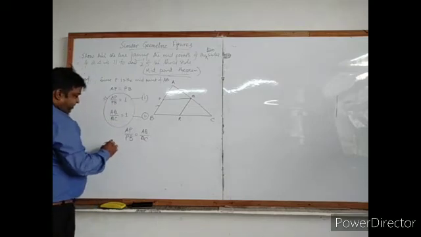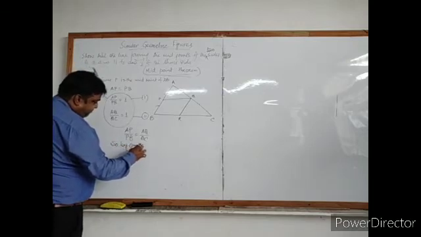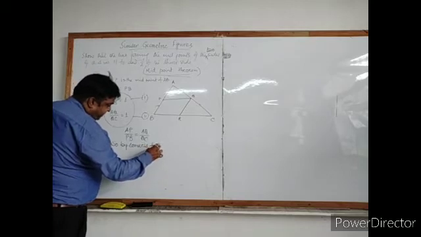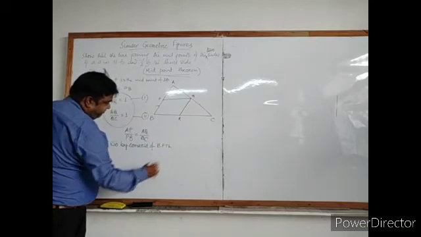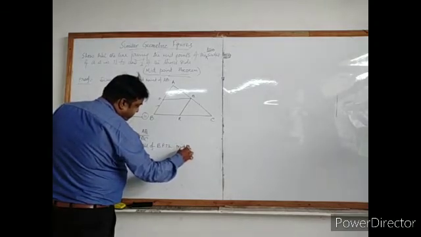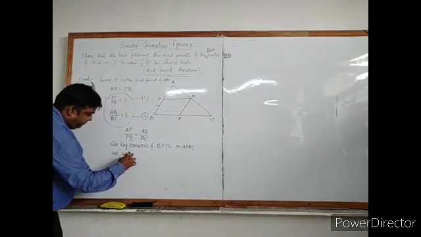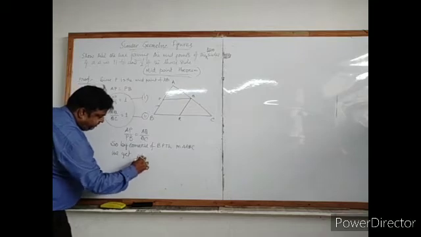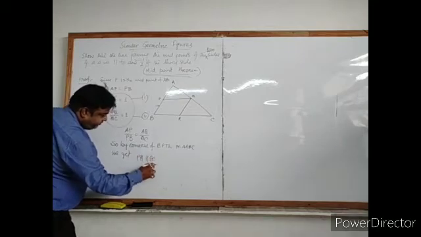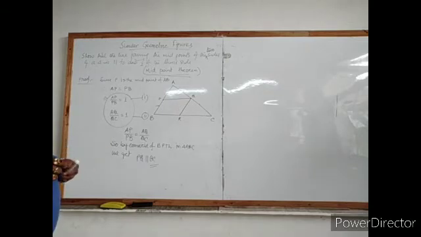So by converse of BPT in triangle ABC, we get PQ parallel to BC. Okay? So two parts we have to prove. One is parallel to the third side, that is parallel to BC. So this is how the first part we can do.